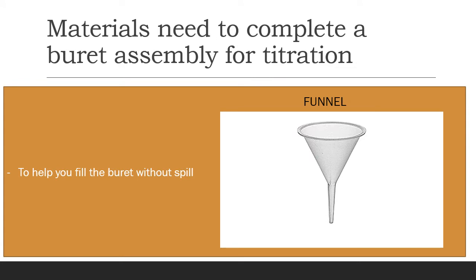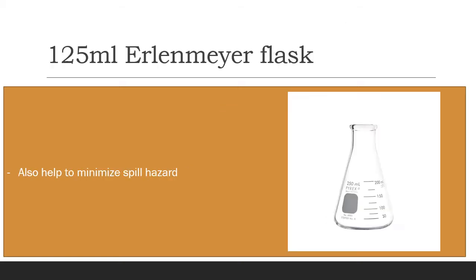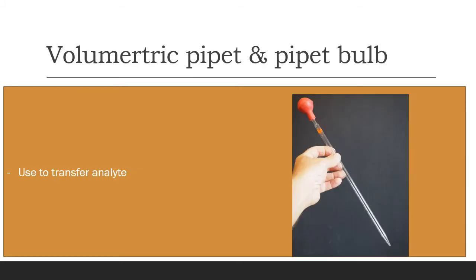Materials needed to complete a burette assembly for titration: a funnel to help you fill the burette without spills. A 125 mL flask also helps to minimize spill hazard. A volumetric pipette and pipette bulb are used to transfer analyte.